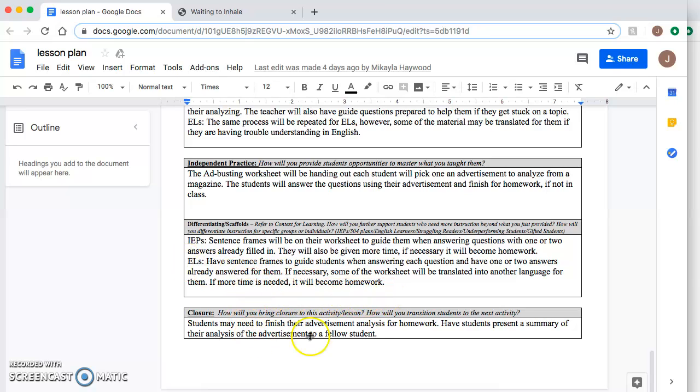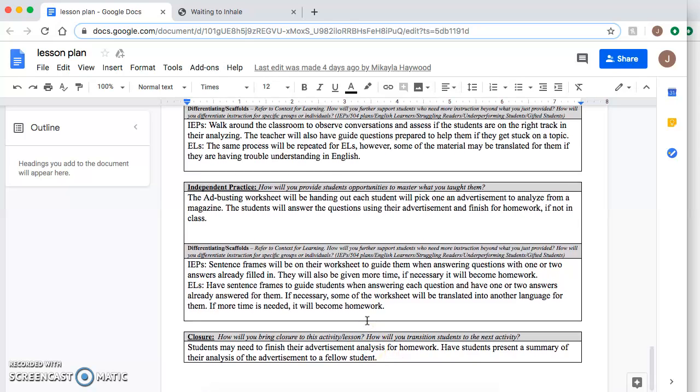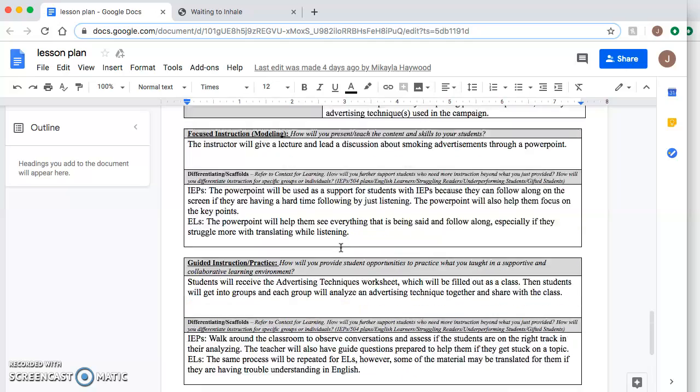important. And of course, the closures, something I'm still working on. We just have a few sentences here based on the lesson, but if we need to expand on it, or if it's transitioning to another lesson. But seeing as this was an isolated lesson, we're just focusing on the one activity we had. We just labeled it as students may need to finish the advertisement for homework and have the students present a summary of their analysis when they come back. But yeah, that's pretty much it.